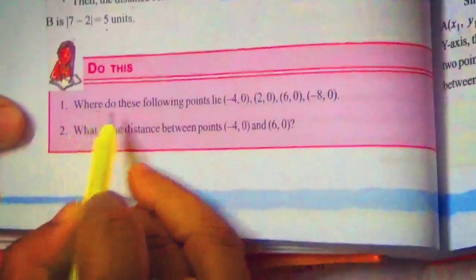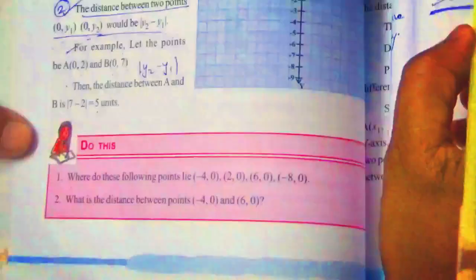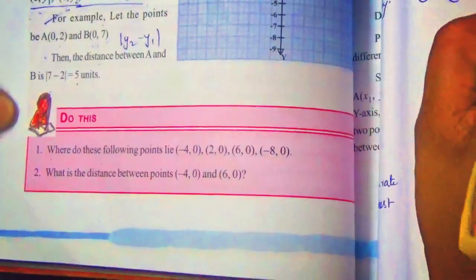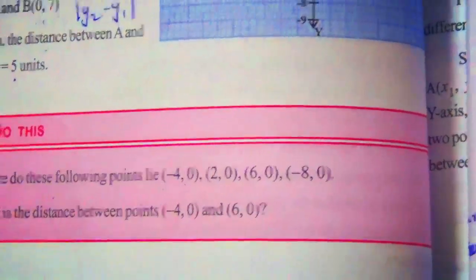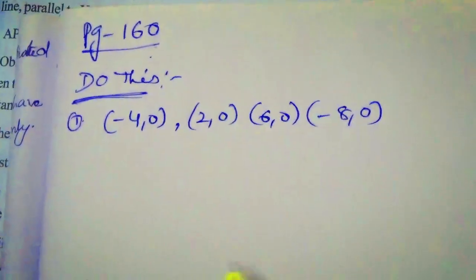You just look, where do these points lie? Look here, do this on page number 160. First question: where do the points lie? The points are minus 4 comma 0, 2 comma 0, 6 comma 0, minus 8 comma 0. So we have to identify the points in the graph, right?